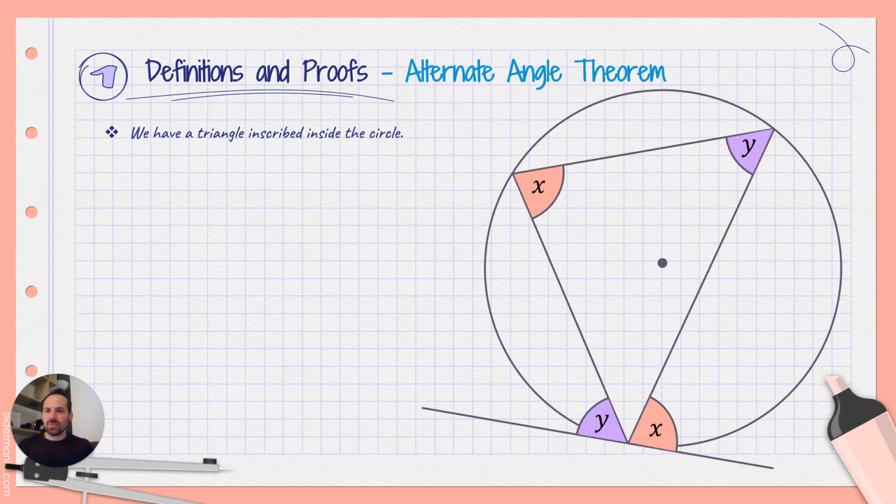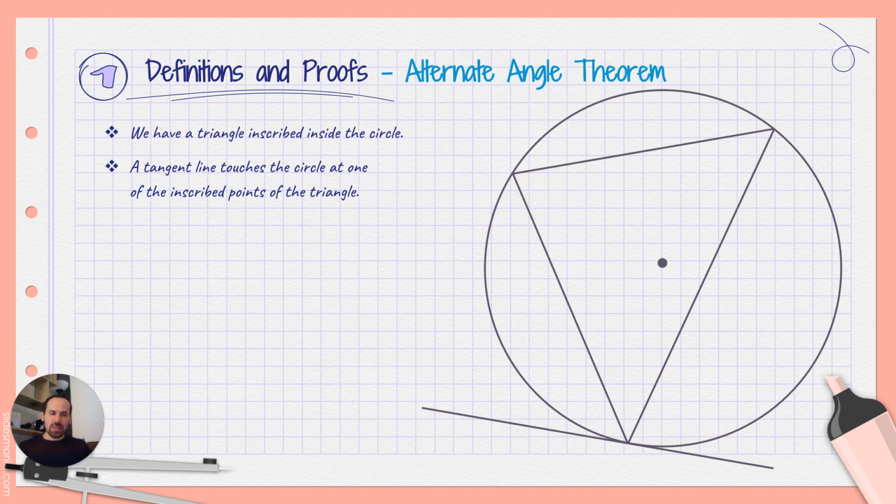So how do we prove that? Let's clearly define what we're doing first of all. We've got a triangle inscribed. A tangent line touches the circle at one of the inscribed points of the triangle. Those angles will then be the same. Just remind yourself these are the angles that are matching. Now we need to prove it.